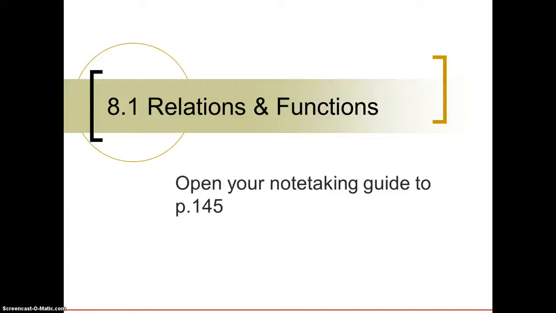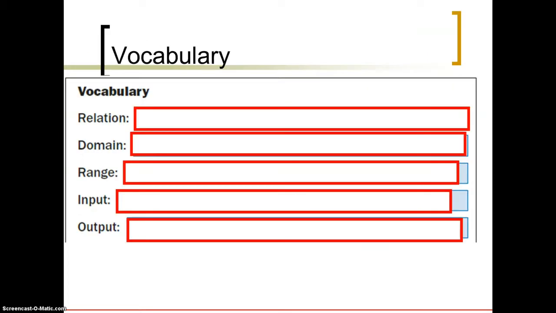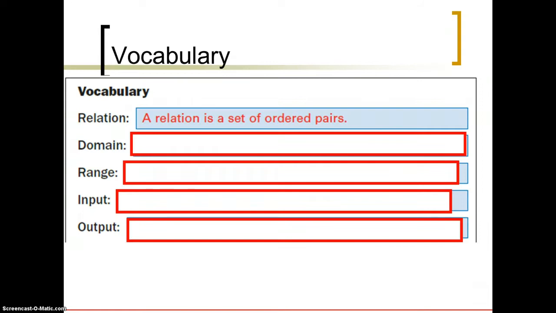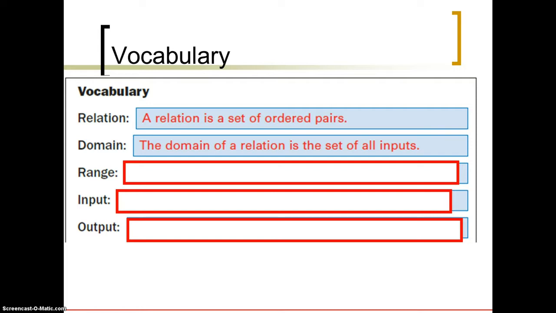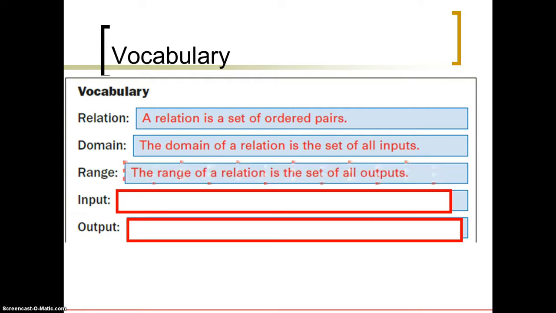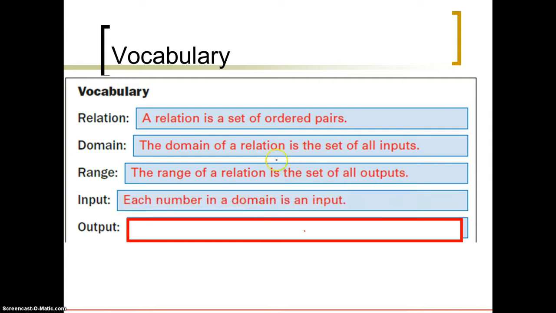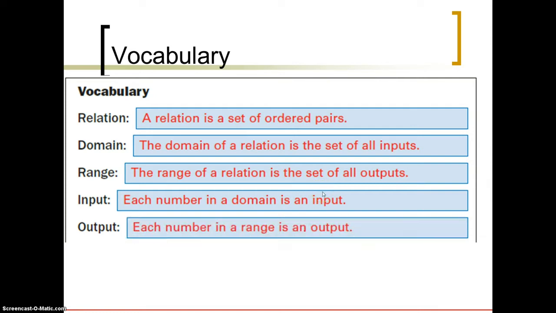Lesson 8.1, Relations and Functions. A relation is a set of ordered pairs. A domain is the set of all inputs. The range is the set of all outputs. What is an input? An input is each number in a domain. An output is each number in a range.